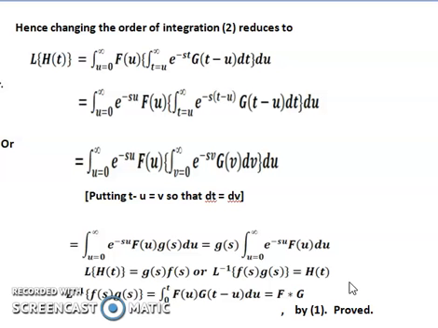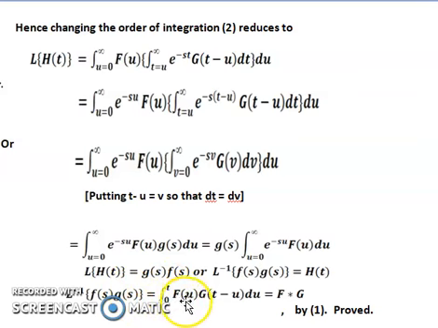Now we know the convolution theorem. What is the convolution theorem? L inverse of F(s) into G(s) equal to integration over 0 to t f(u) g of t minus u du. Again I repeat the statement of the convolution theorem. If L inverse of F(s) equal to f(t), L inverse of G(s) equal to g(t), then L inverse of F(s) into G(s) equal to integration over 0 to t f(u) g of t minus u du. So this is the statement of the convolution theorem.